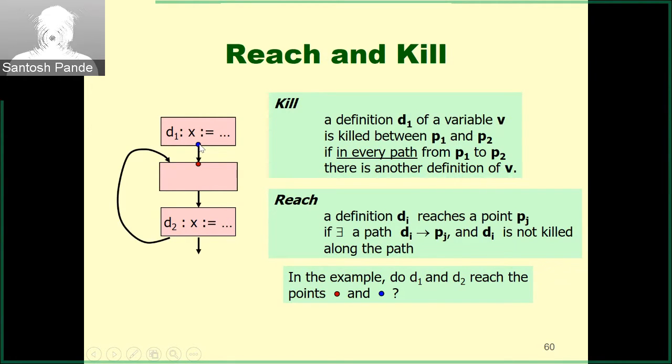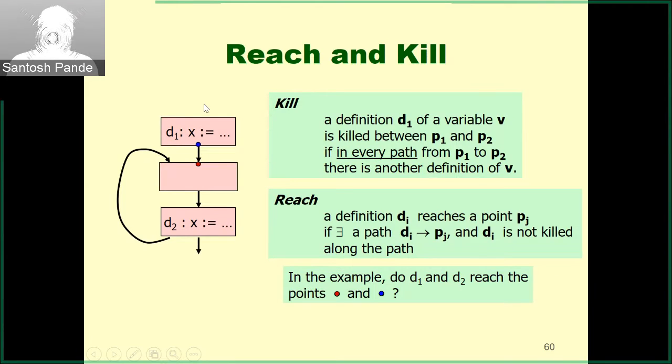Okay, so since there is no path, there is no way for D2 to reach the blue dot. However, D1 can reach because there is a path. Now, it doesn't mean it will definitely reach. Now, let's see the second condition. In order for a definition to reach, first of all, there should be a path. Second, it should not get killed along that path, or at least one path.